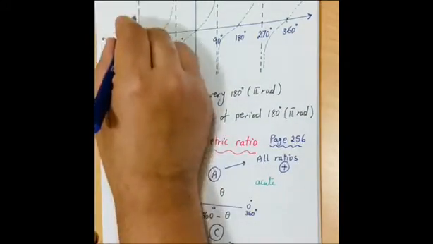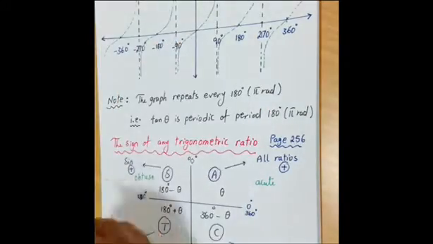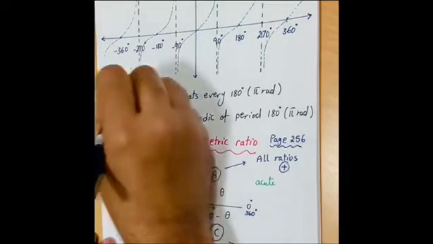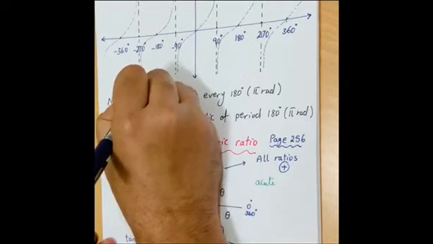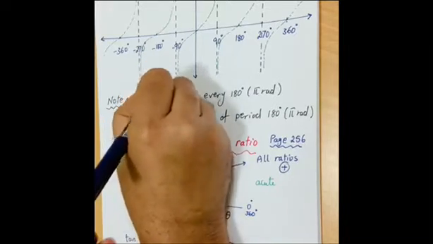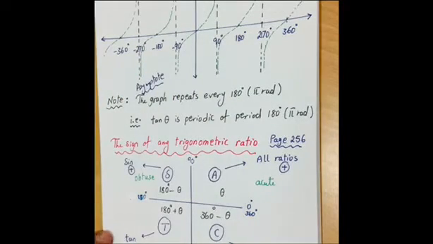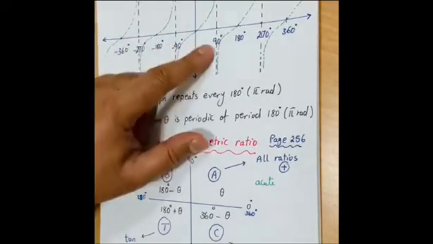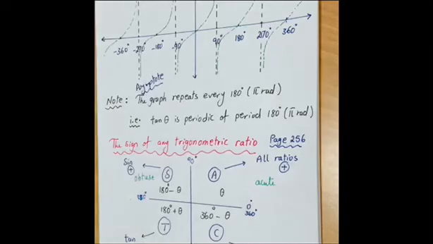By the way, these dotted lines, based on what we did in chapter 7, we call them asymptotes. So we have an infinite number of asymptotes for tan theta. And they always come in multiples of 90. See, negative 270, negative 90, 90, 270, and so on.